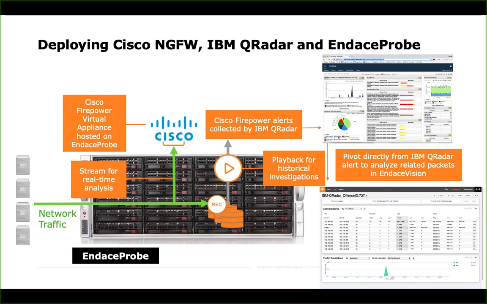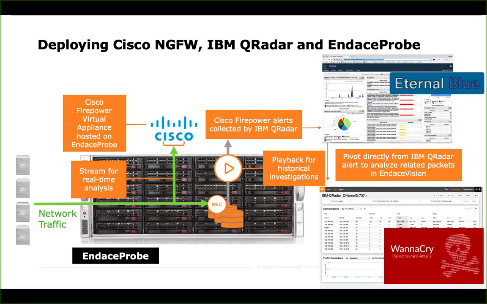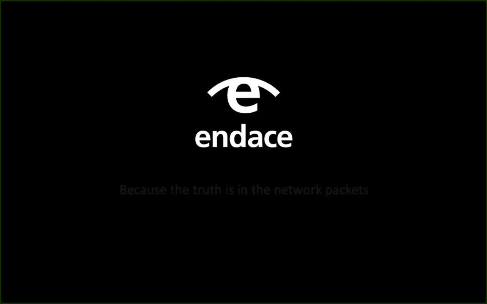In this demo, we have identified an attack vector, EternalBlue, using IBM QRadar, and then have quickly pivoted to Endace to investigate the breadth and depth of the attack, where we further discovered that it has been used to deploy and run WannaCry ransomware on multiple machines in our network. We can take fast remediation action to contain and stop the spread of the malware.